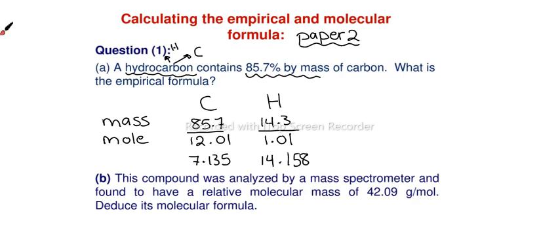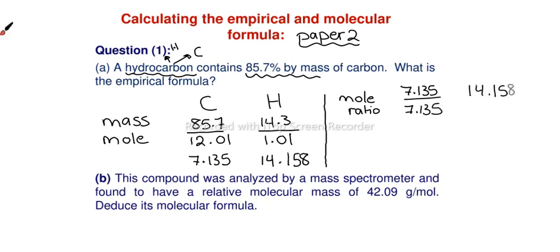Now you have only one simple step left to complete your answer. After calculating the mole, you're going to have what is called the mole ratio. In this situation, you will divide over the smaller mole number. If you look at the mole of carbon and the mole of hydrogen, you will find the smaller is the carbon. So 7.135 over itself, and here it is 14.158 divided over 7.135. So for the mole ratio, divide by the smaller mole number.